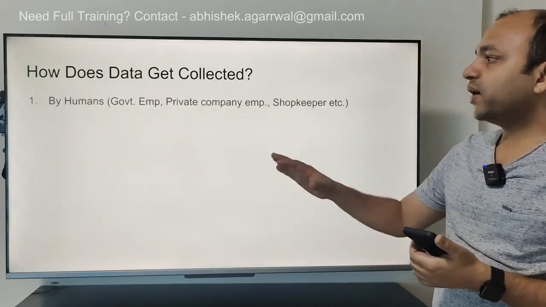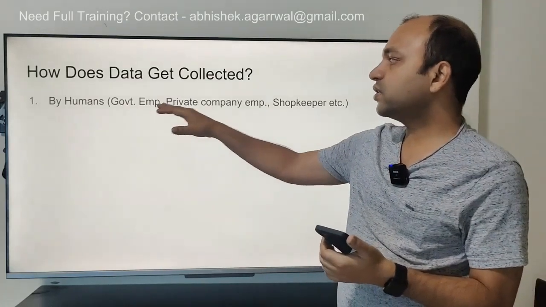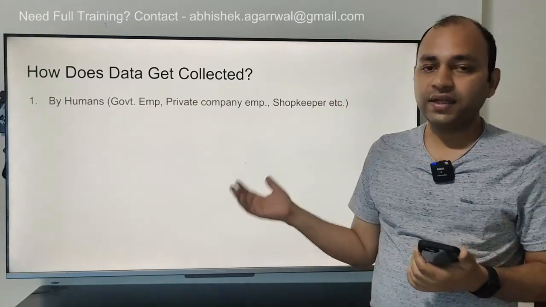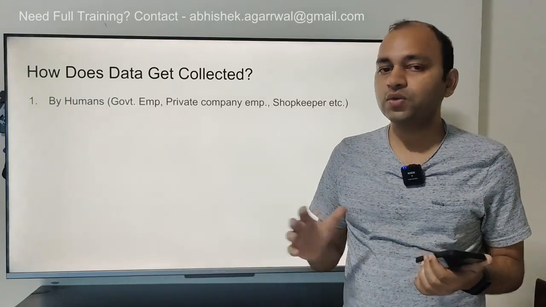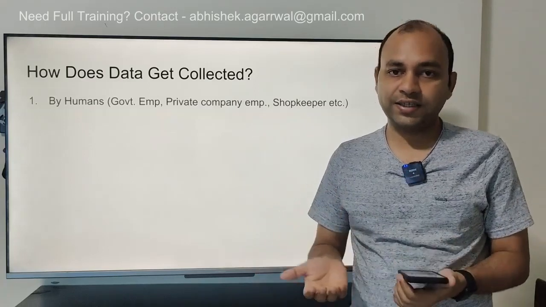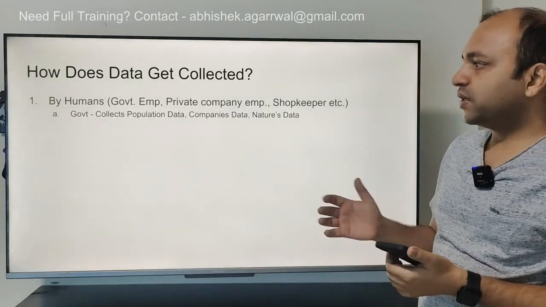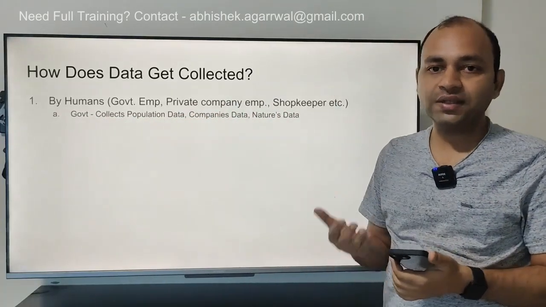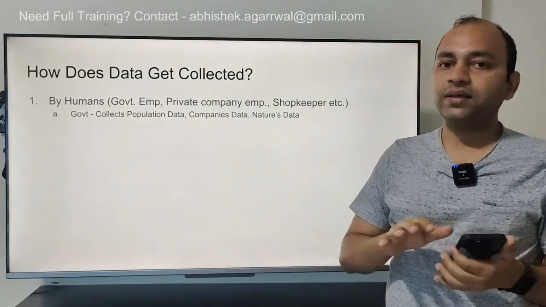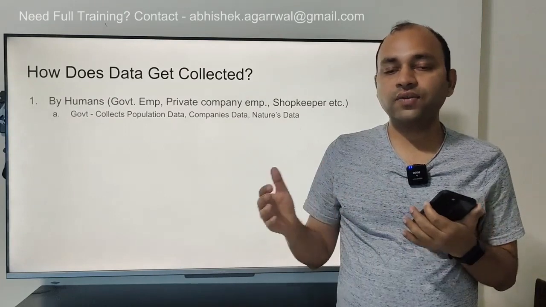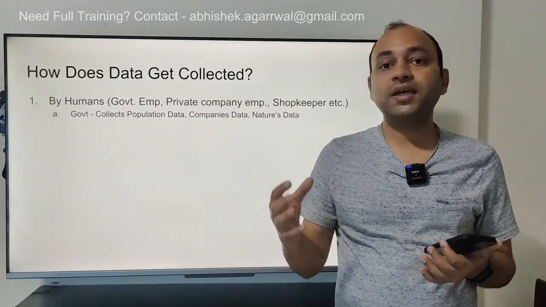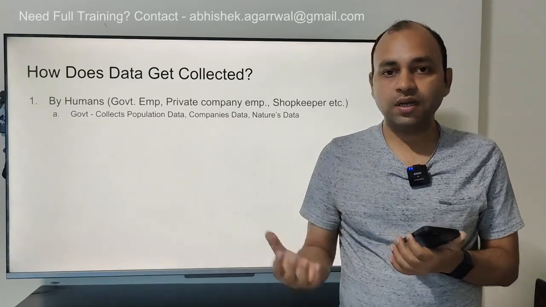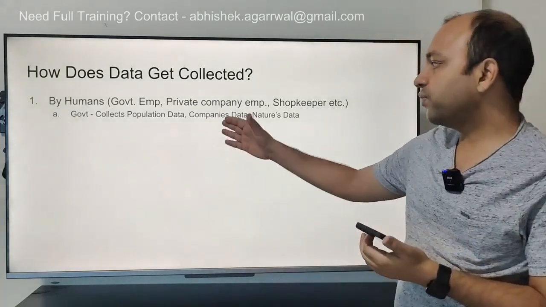Well, first, by humans. You have government employees, private company employees, shopkeepers. There are humans working at different places and collecting the data. Now let's see some scenarios. For example, government employees collecting population data is one scenario. Companies data: in an entire country, various companies are performing and collecting data, like the company name, where they are established, the number of employees, and all of that information.